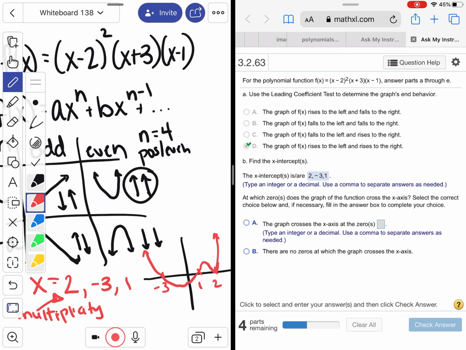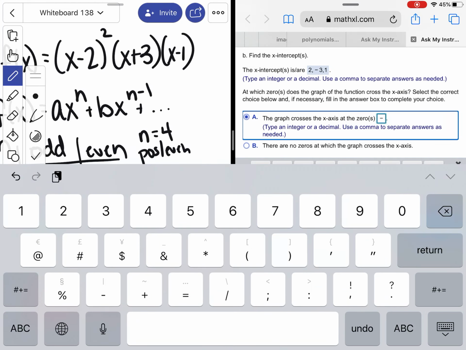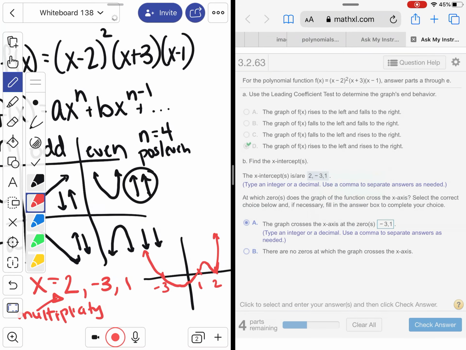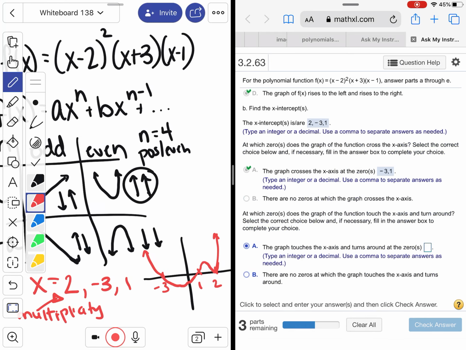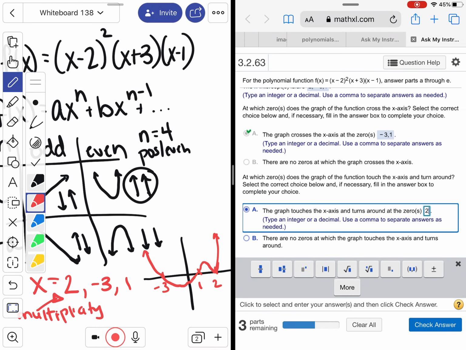So the graph is turning, and it goes through negative 3. So it goes through negative 3, and it also goes through positive 1. And the graph is touching. The graph touches the x-axis at 2 because 2 is a multiplicity. So we're going to touch at 2 and turn.